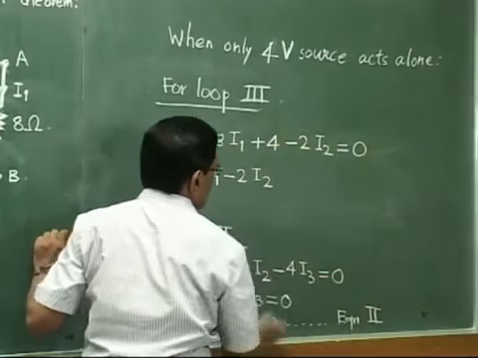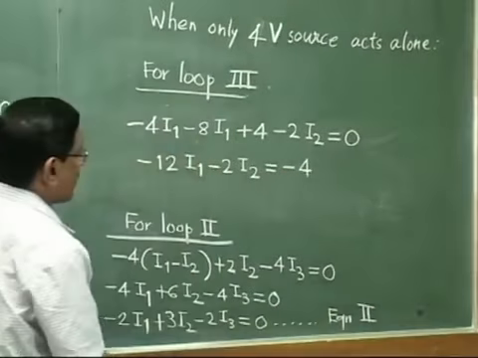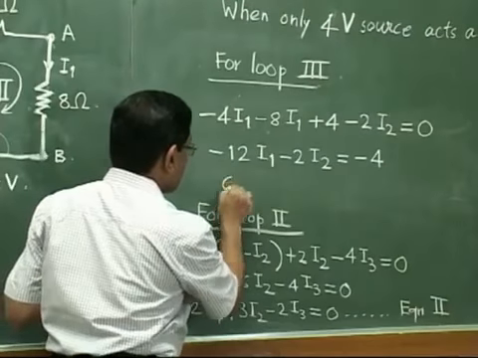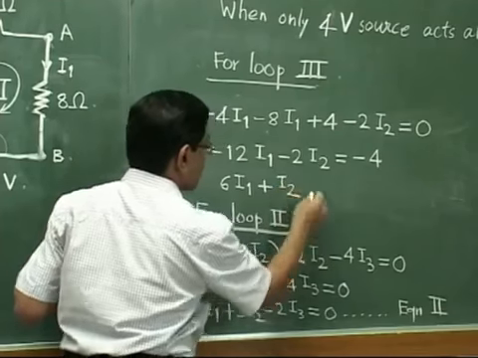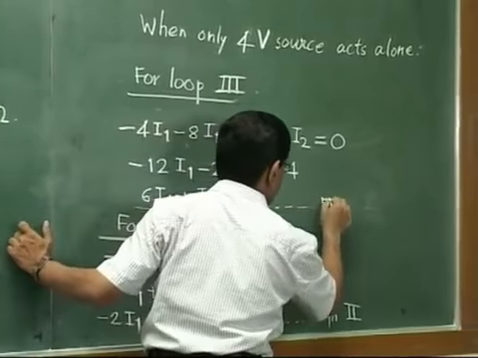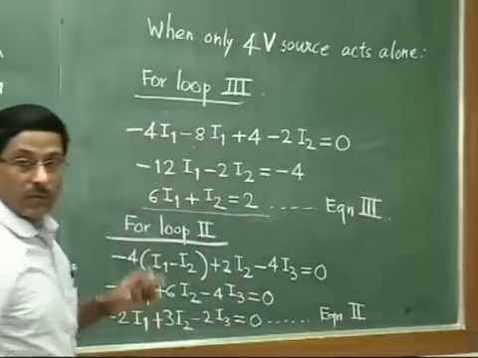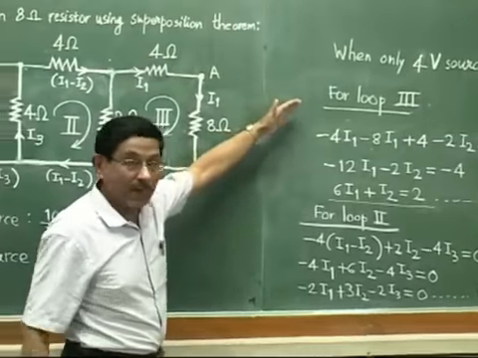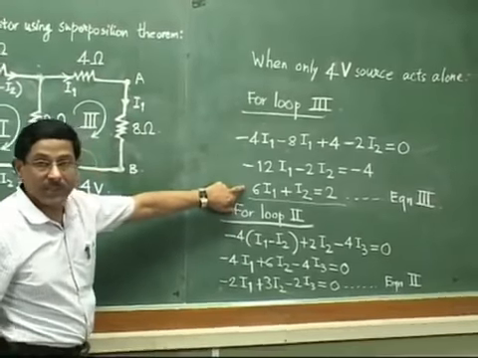This 4, if we take it to the other side, it will be minus 4. Further you can simplify, we can divide by minus 2. So it will be 6I1 plus I2 equal to 2. Okay. So this will be our equation 3. So we have got all the 3 equations. Equation 1, which I have just now rubbed out from the blackboard. This is equation 2 and this would be equation 3.